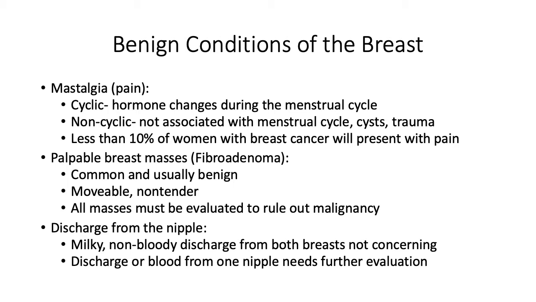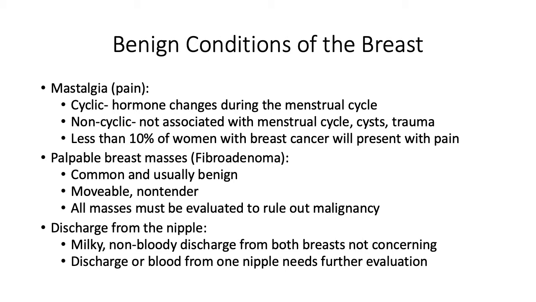There are several benign conditions of the breast. The first one that we're going to talk about is mastalgia, or pain. It can either be cyclic or non-cyclic. Cyclic is associated with hormone changes during the menstrual cycle, whereas non-cyclic is not associated with the menstrual cycle. It could be caused by cysts or trauma. Less than 10% of women with breast cancer will present with any sort of pain.